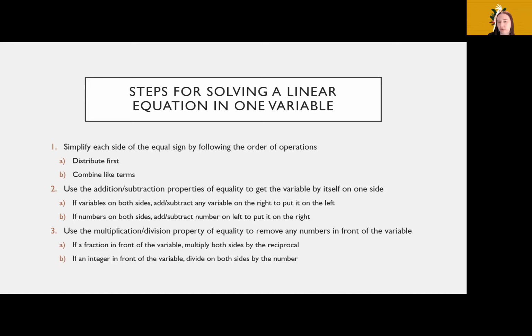Then you're going to use the addition and subtraction properties of equality. That's always the next step. I generally move my variables first and then my numbers, though the order here doesn't matter. And it doesn't matter whether you move your variable to the left or the right, but I always try to put mine on the left and then the number on the right.